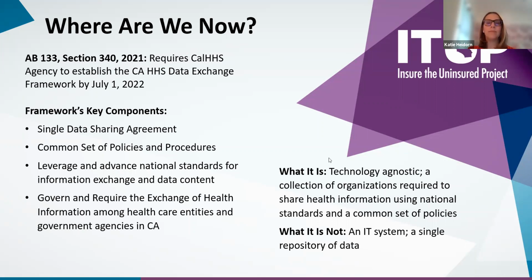And this is also really key. The statute sets out what it is. This is technology agnostic. So it means that the framework isn't going to care what kind of technology you're using to hold your information or share that information. It just has to meet certain standards and the common set of principles. What it is not, so just to be really clear, it's not an IT system, and it's not going to be a single repository of data. So now with this information, go back and take a look at that 2 slides ago. You can look again at the centralized, hybrid, and decentralized different types of information, and that speaks directly to those models that are in that chart.